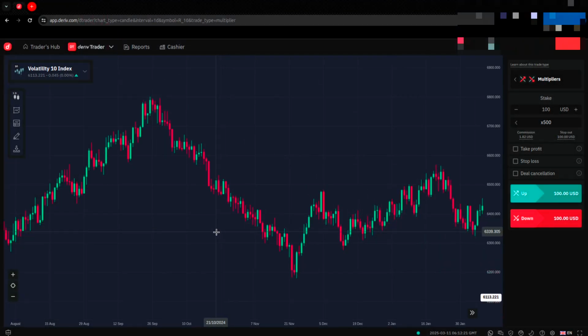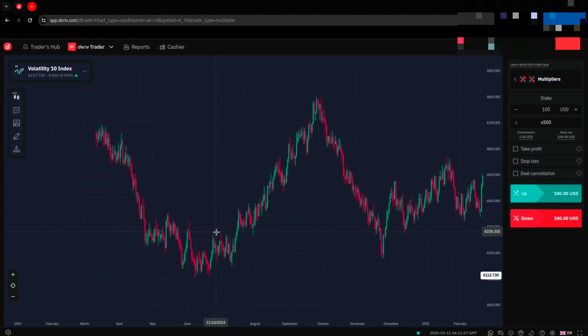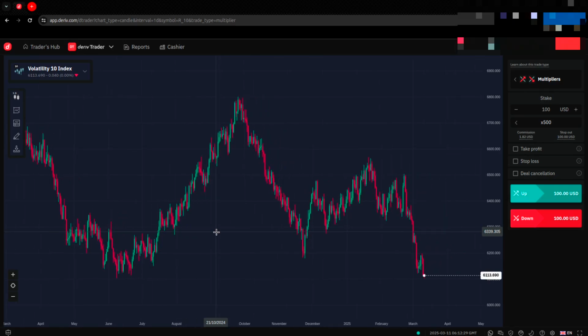To solidify your understanding, I'll walk you through an example on the Volatility 10 index, but these techniques can be applied to different markets. Open the one-day chart and start by locating key support and resistance levels. Use horizontal lines to mark these levels.